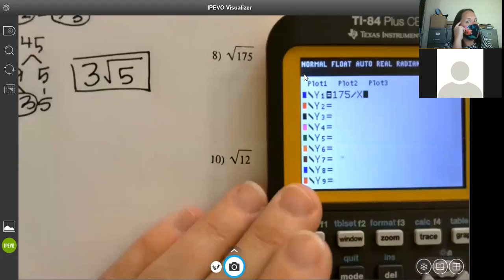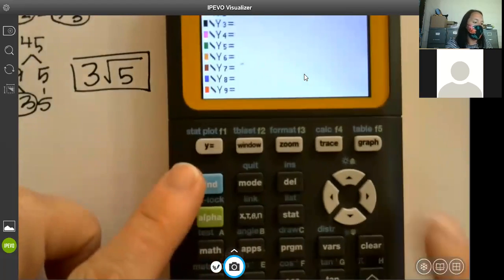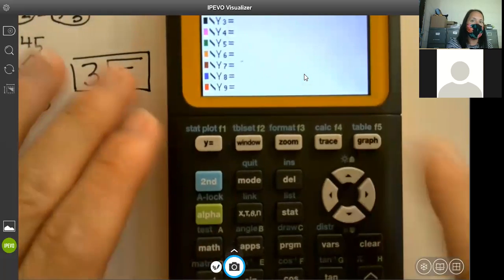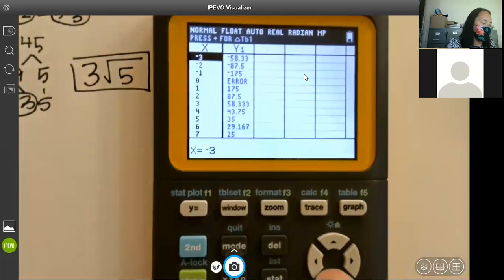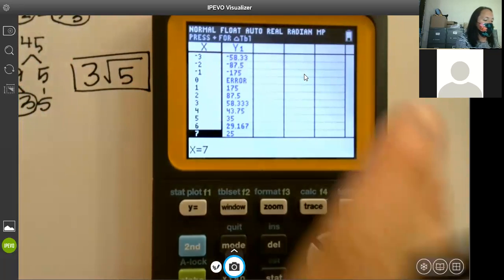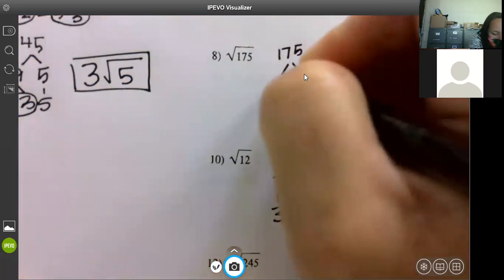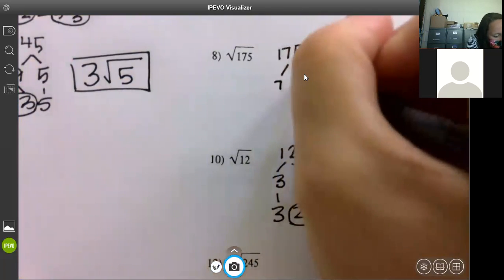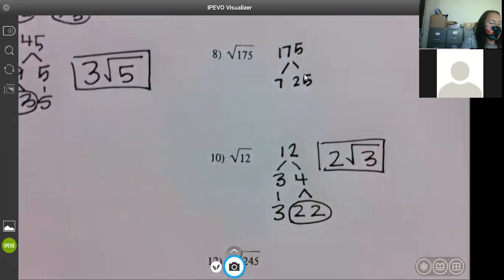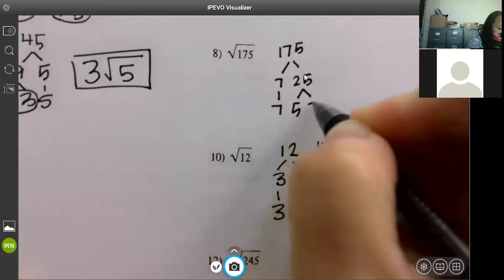So 175 divide x. And then again, hit second, the blue key, and graph. Second, graph. And it'll give you all of these factors. So there's your 5 and 35. Or you could even do, here's 7 and 25. That one's easier, right? 7 and 25, because I know factors are 5 and 5. So your factors of 175 are 7 and 25. 7 will not break down, but 25 breaks into what? 5 and 5.